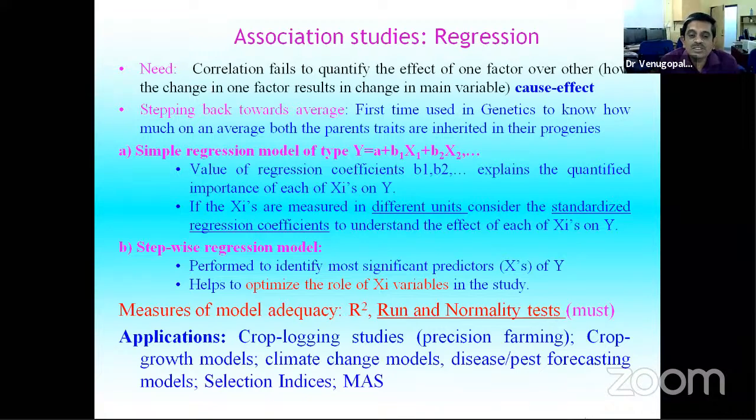When we study the adequacy of the model, we always compute the R square value. If the R square value is 0.8, then we say that 80% of the variability in the main variable under study is captured very well by the information given by all the independent variables. But the caution here is that whatever regression models we develop are based on a sample of data. Finally, we are going to take inference about the entire population as such. For this purpose, we statisticians recommend that the residuals generated by the prediction model should satisfy randomness and normality assumptions, which are available in the literature. There are numerous applications of this regression model, starting from crop logging studies to marker assisted selection.